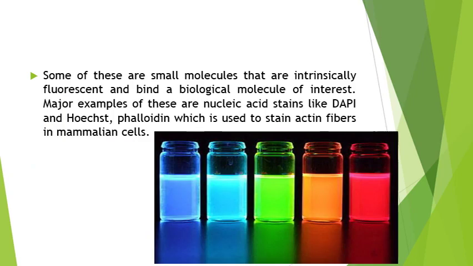So here we have some of the fluorescent dyes. Some of these are small molecules that are intrinsically fluorescent and bind a biological molecule of interest. Major examples of these fluorescent dyes are nucleic acid stains like DAPI and Hoechst, and phalloidin, which is used to stain actin fibers in mammalian cells.